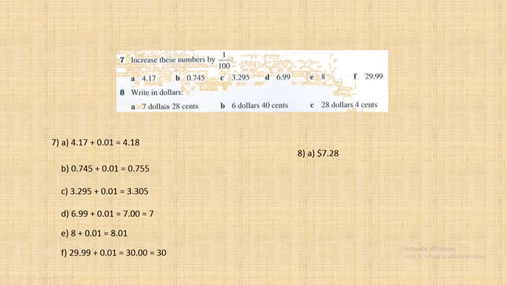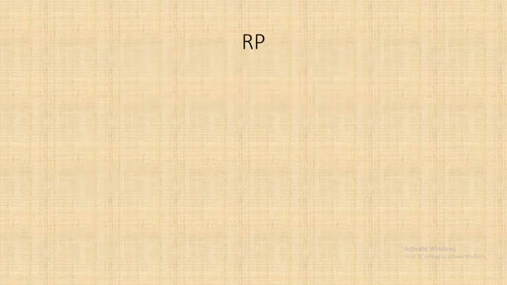Here, we write in dollars, so we started to deal with money here. So I can see here $7.28. So to write it down in dollars, it's going to be $7.28. And here in B, it's $6.40. And then here in the last one, $28.04. That's it.